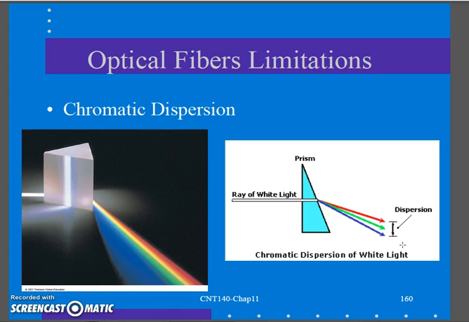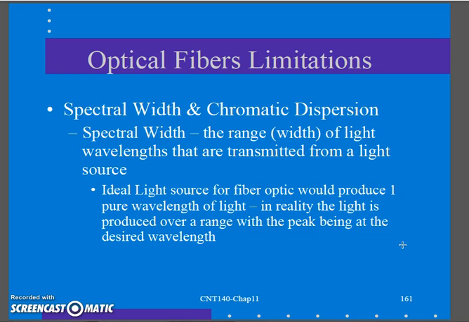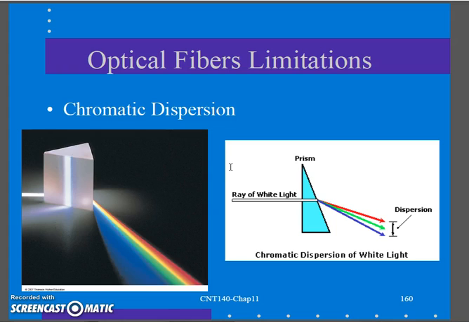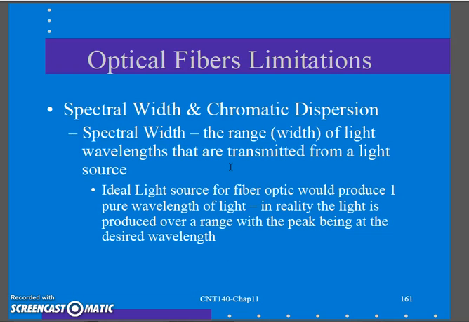If I bend light through a prism, it's going to break it into component pieces, right? So if I start bending light through a fiber, I'm going to start breaking it into its component pieces. As I'm refracting that light down the fiber, it's going to start dispersing into its component pieces. And the way to control that is with our spectral width.